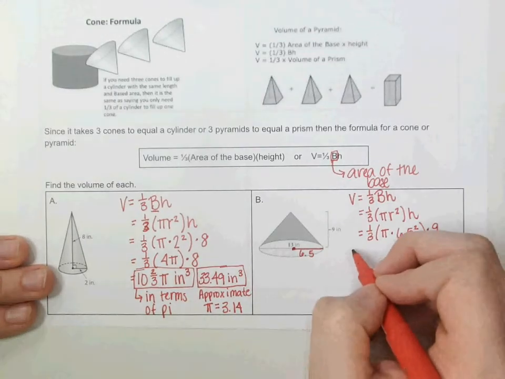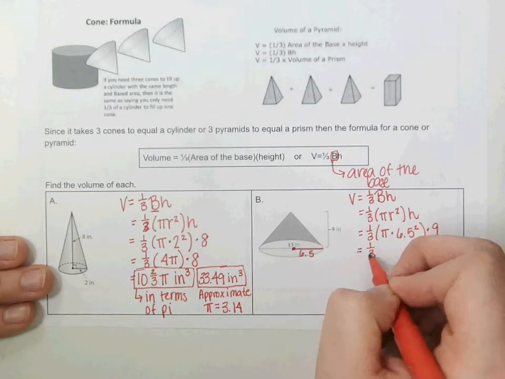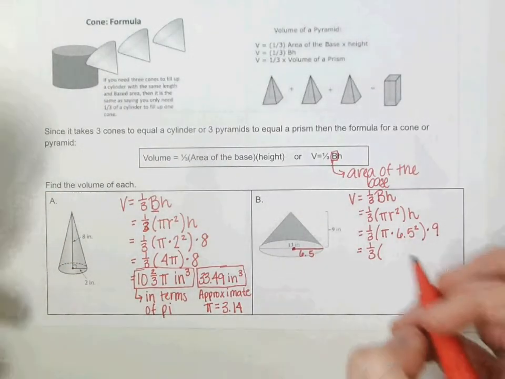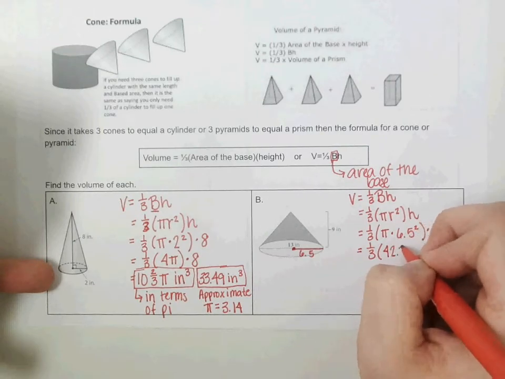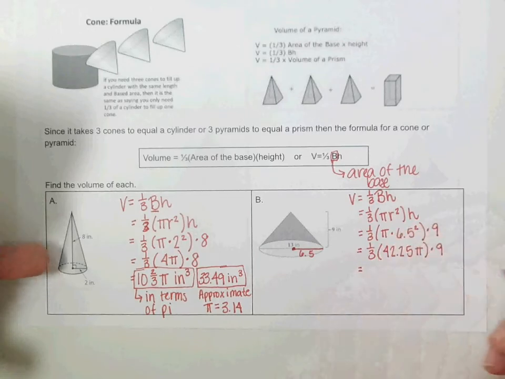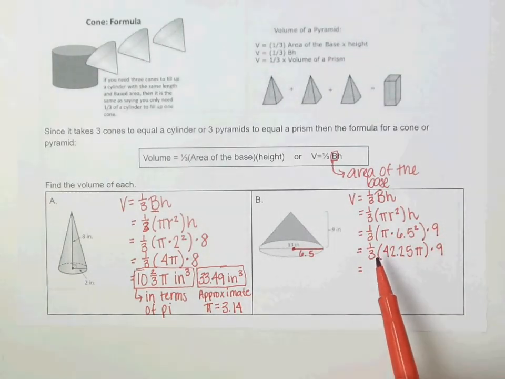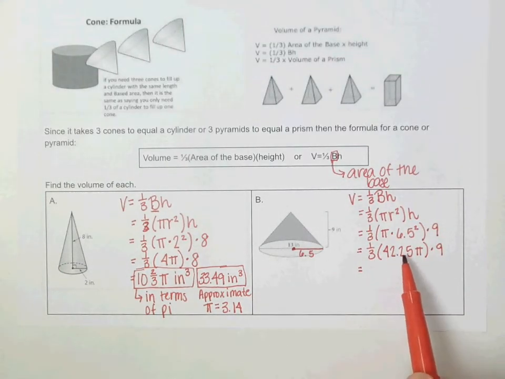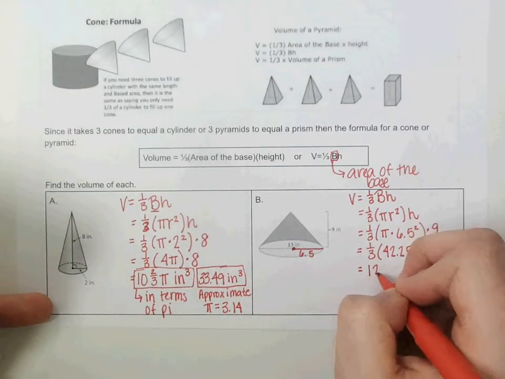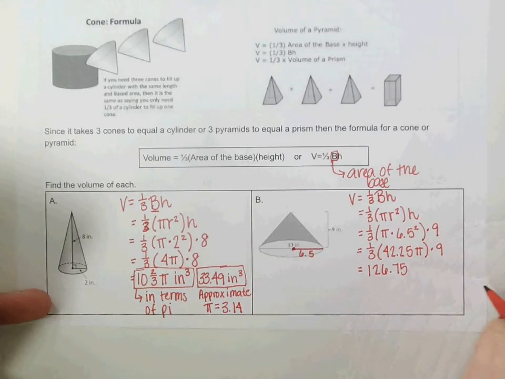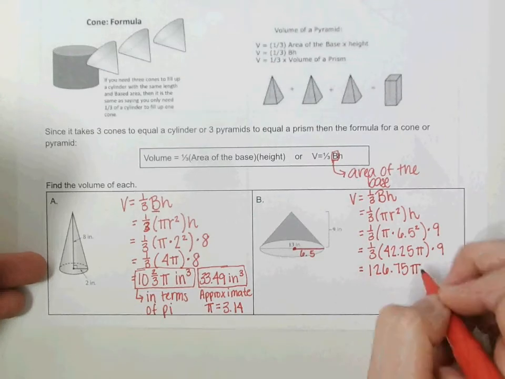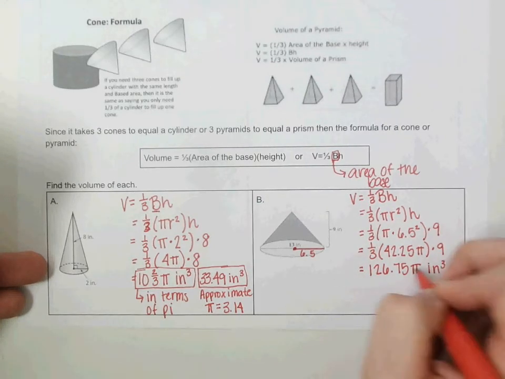Okay, so again, we can go ahead and simplify this just a little bit. We have 1/3 times 6.5 squared, which gives us 42.25, and then we still have a pi, and then times 9. So just like before, we're going to go ahead and multiply regular numbers. 1/3 times 42.25 times 9. And whenever we do that, we're going to get 126.75. Now remember, this is an exact answer, so we're going to leave it in terms of pi. We're going to put a pi behind it. And then we have our units as inches cubed.